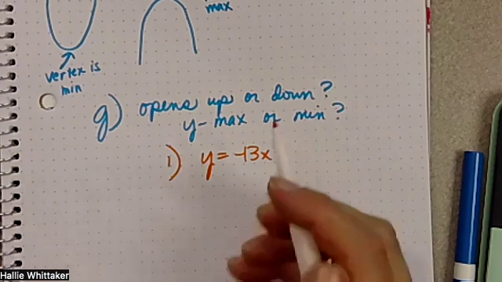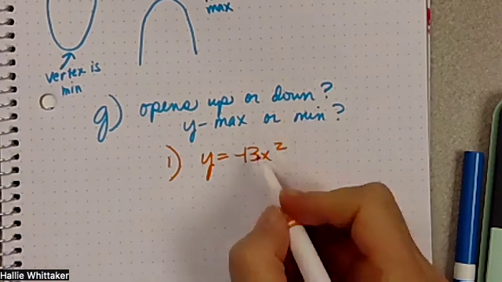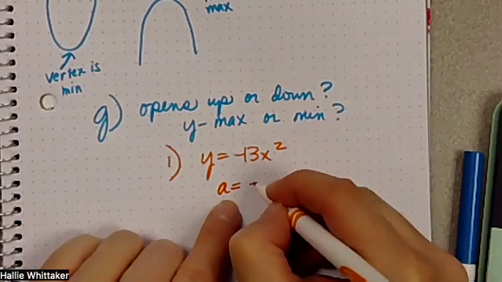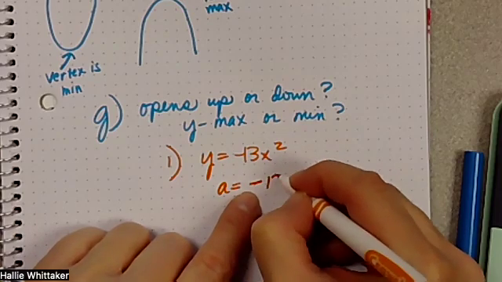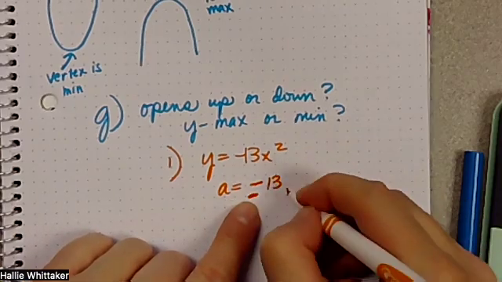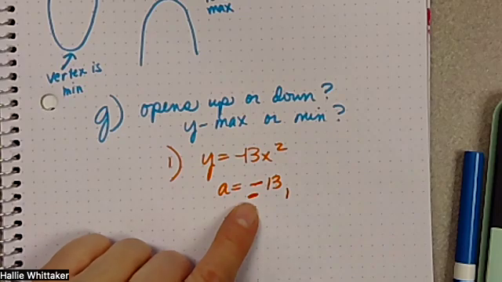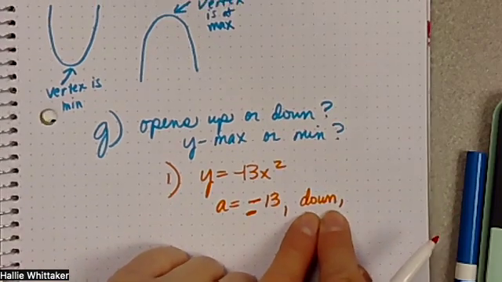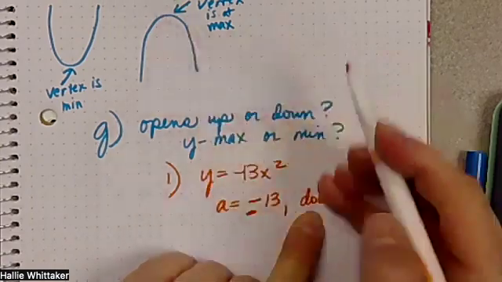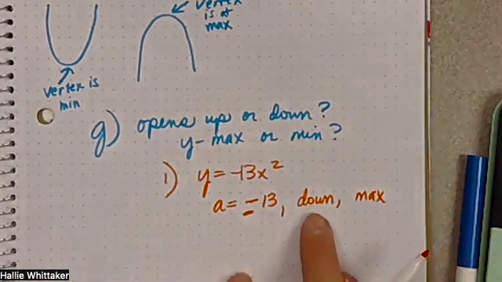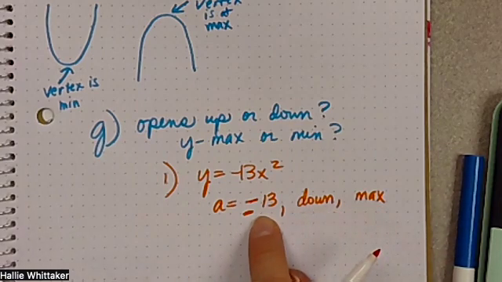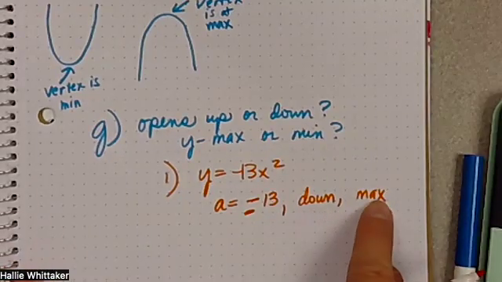So it's so simple, y'all. Look at your A value. Is it positive or negative? It's a -13. Highlight that. So is this going to open up or down? Yep, this is going to open downward. And therefore, is the Y value going to be a max or a min? You got it. It's going to be a max. So I think you only have to put down and max, but I'm just trying to help y'all remember why we're saying it opens downward and the vertex is a max.